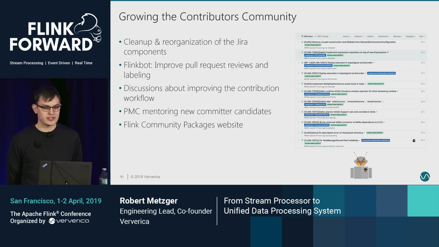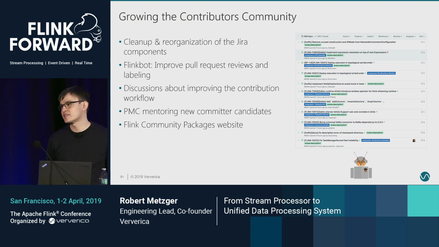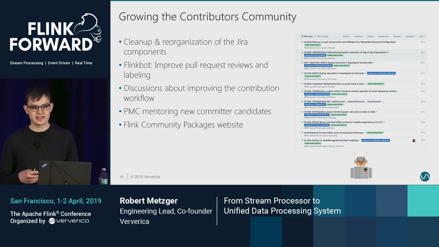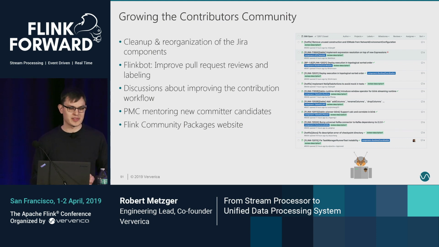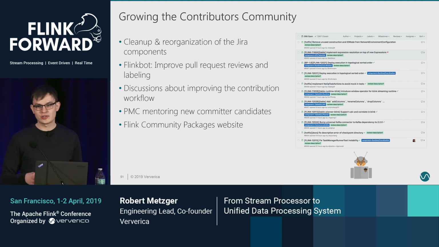We've implemented a bot that helps reviewing pull requests and that is labeling pull requests according to their labels, so that people working, for example, on table API or machine learning can see which pull requests are open specifically for this area. In a project with over 8,000 pull requests merged, you need some structure and some technology to assist the community. And we're also discussing further improvements to the whole contribution workflow to make sure that people have a really good experience in bringing new code and improvements to Flink.